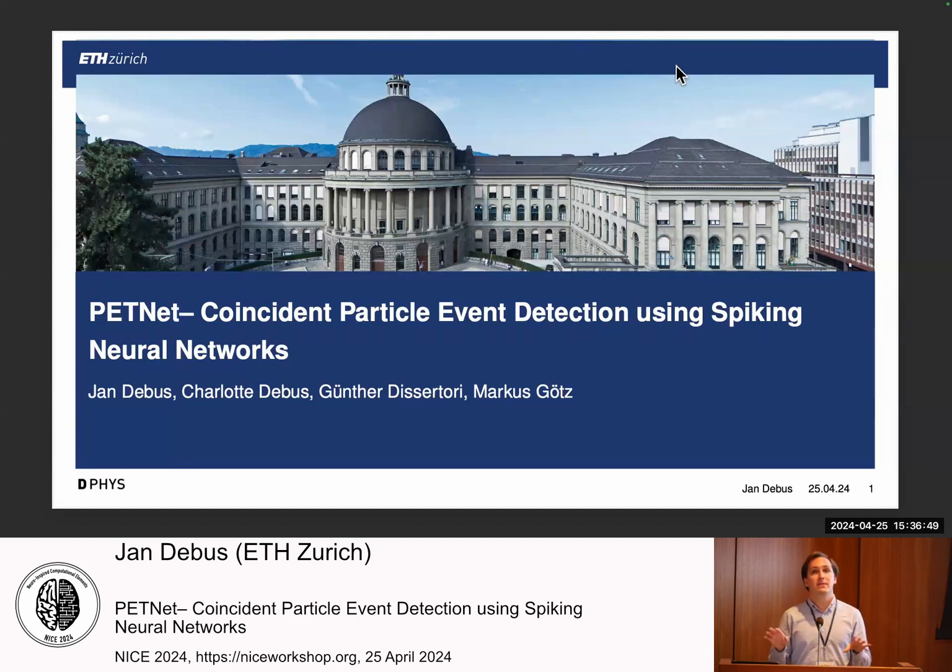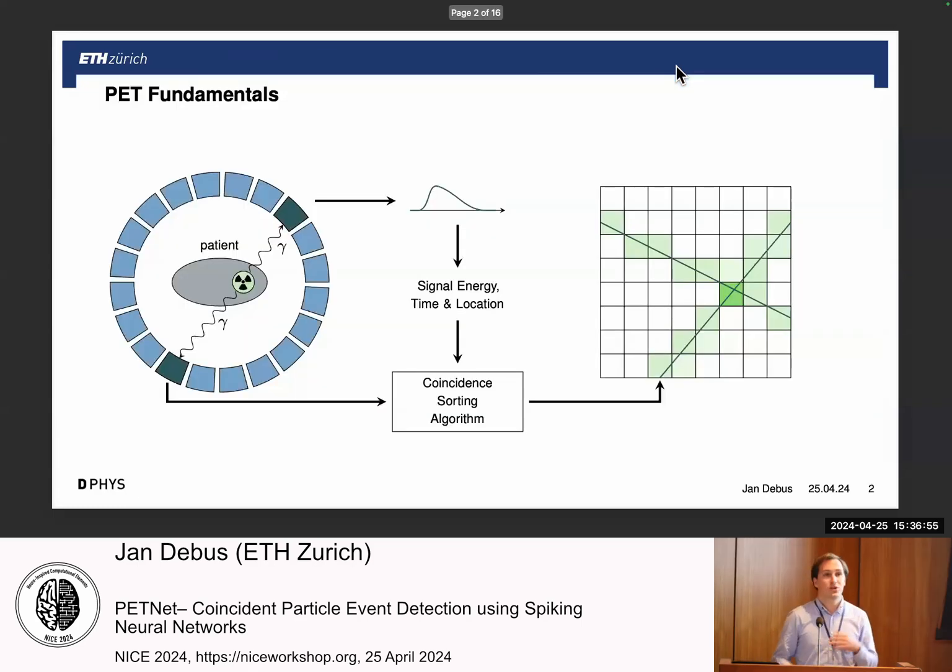I don't expect anybody here to be an expert on positron emission tomography either. So I'm just going to start this off by showing you a little bit about my field, giving you a little bit of the basics, because it's integral to what we've done.